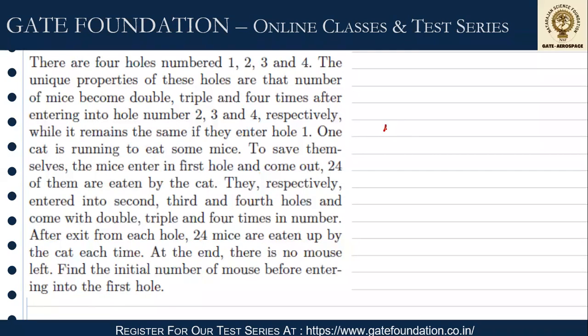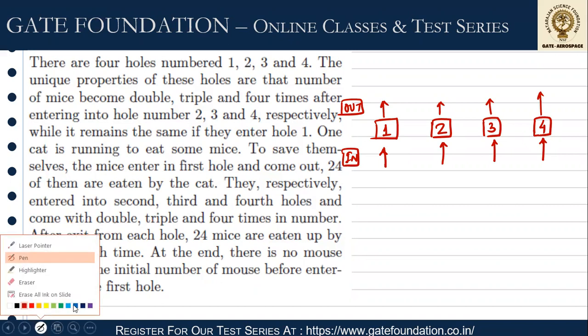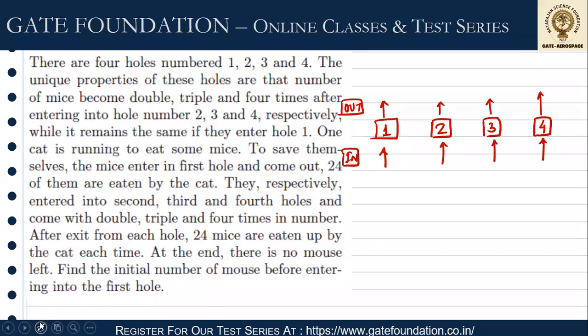So I have four holes. I'll start like this. Let's say this is first, this is second, this is my inside. This is where they're getting cut. This is how it is going. So at the exit of each hole, 24 mice are getting eaten up. So over here, if you see, at the end there is no mouse left.